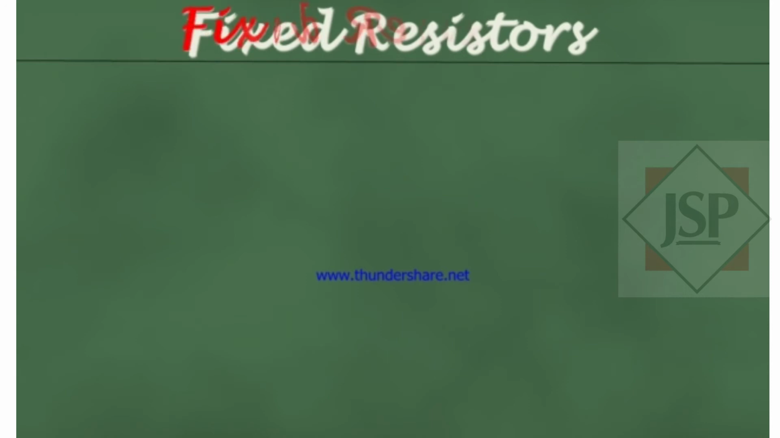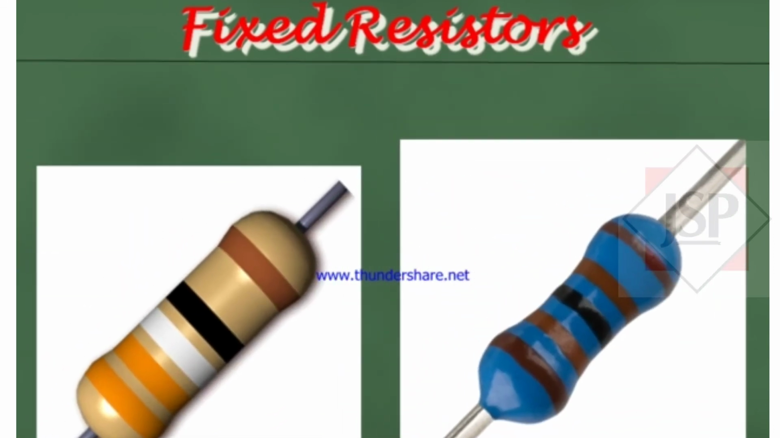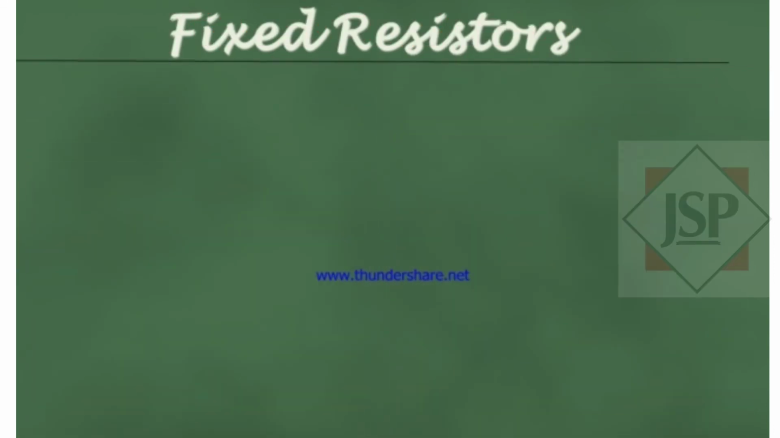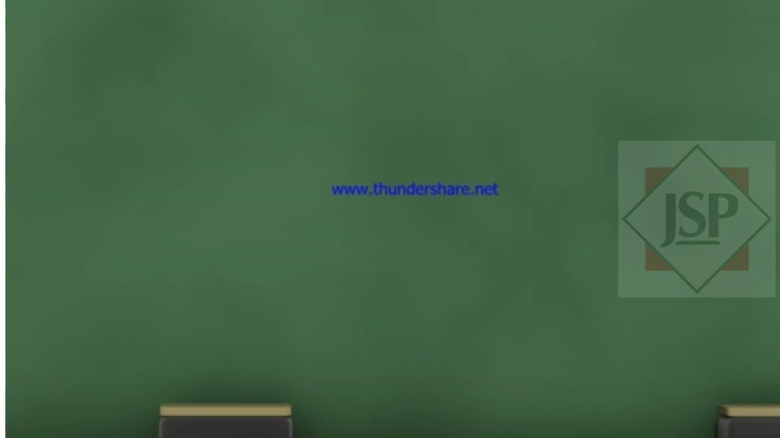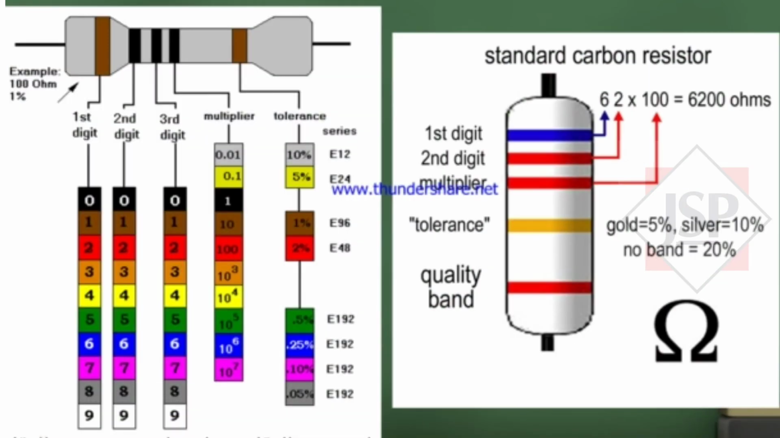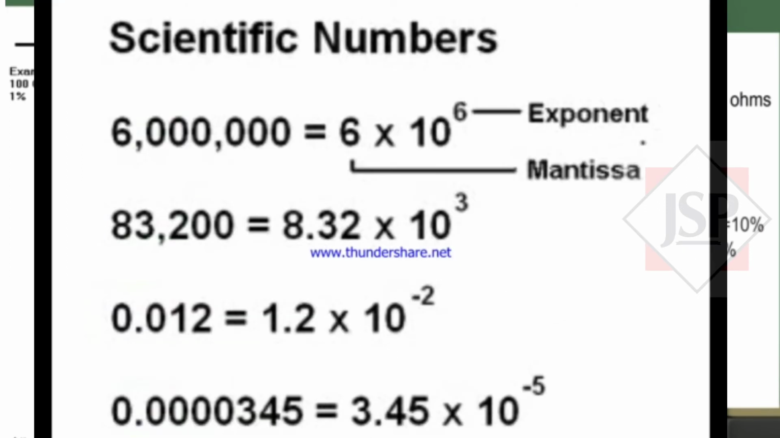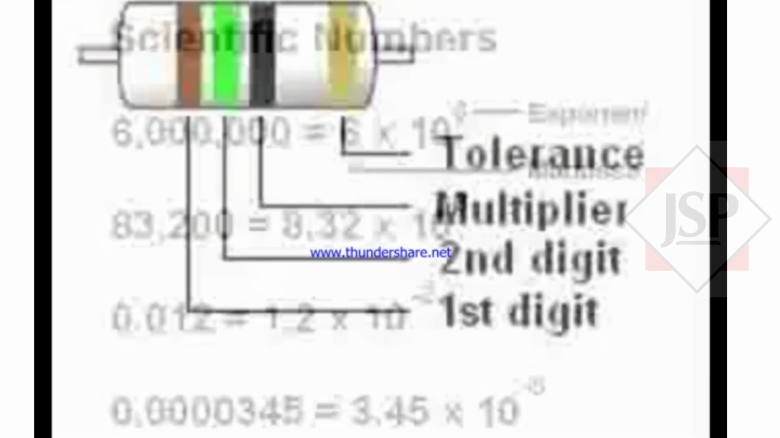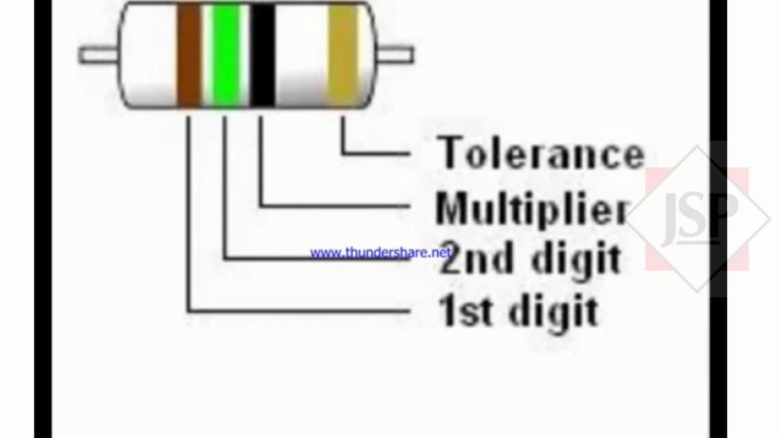Fixed resistors. Color codes are like scientific numbers with a mantissa and an exponent or power of 10. The fourth band on a 4-band resistor is called the tolerance band and is either gold 5% or silver 10%. Today 5% is a standard grade resistor.